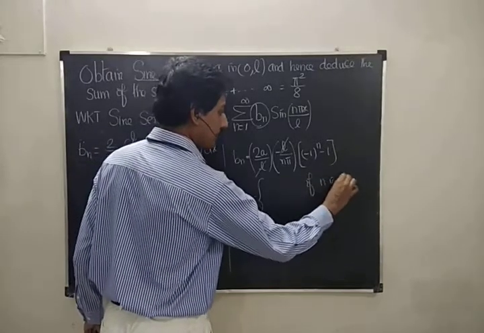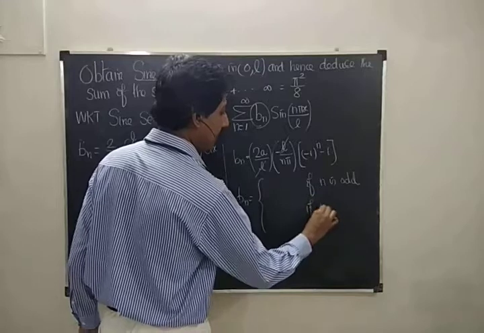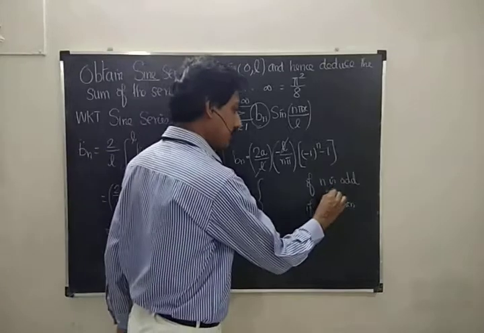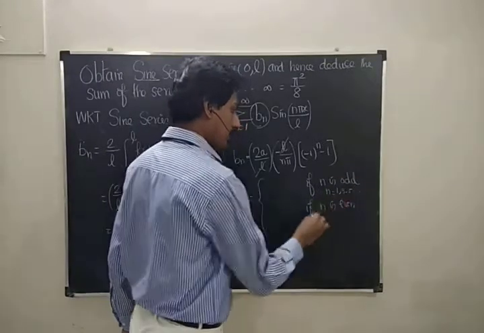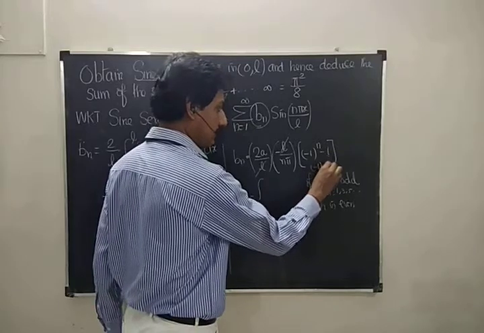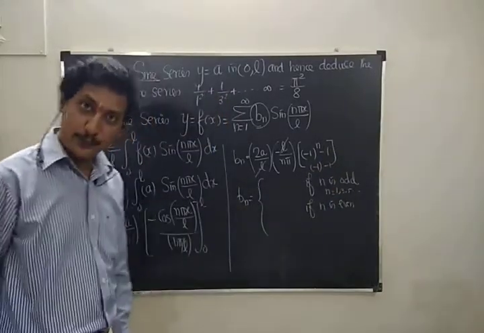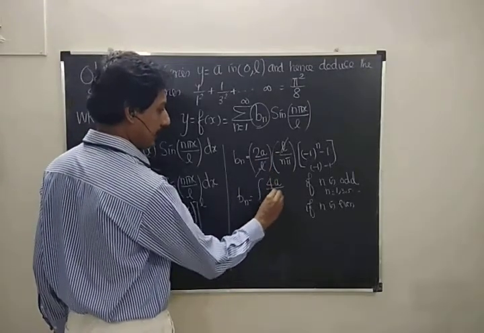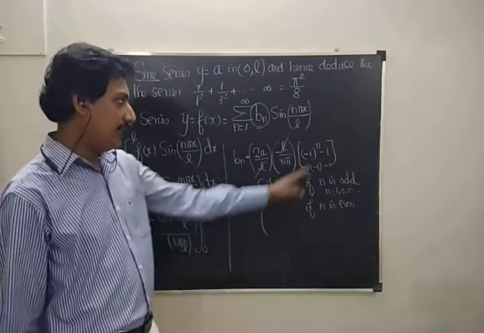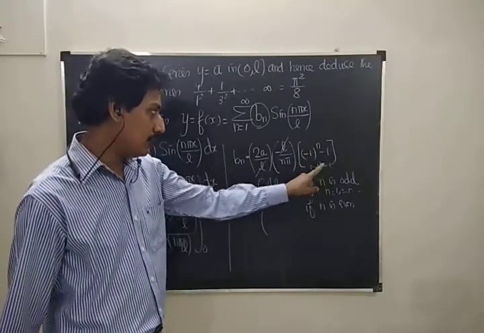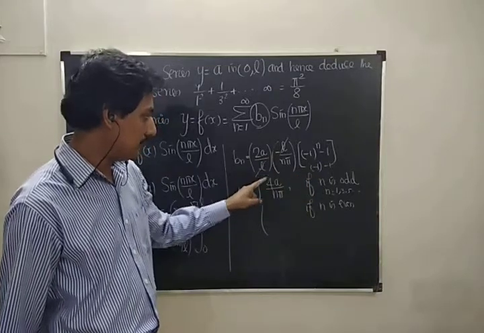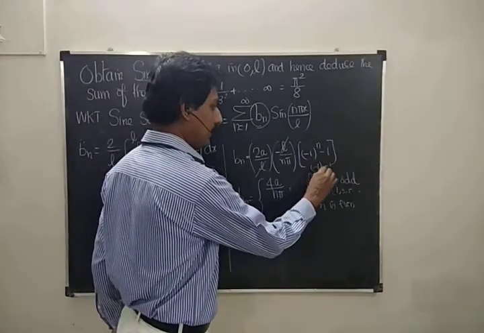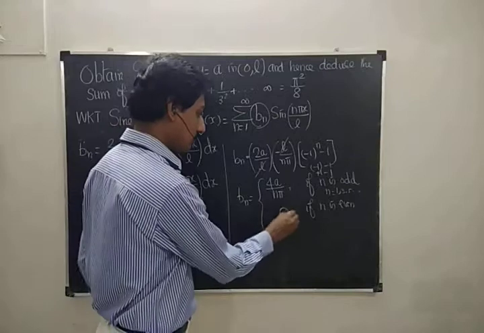So let's check the value if n is odd as well as if n is even. If n is odd, that means n is equal to 1, 3, 5, so what about this value? Minus 1, isn't it? This value is minus 1. Minus 1 minus 1 is minus 2. So minus 2 into minus, plus, so it becomes 4a by n pi. Once I repeat this, when n is odd, minus 1 minus 1 is minus 2, into minus is plus 2, into 2a, 4a by n pi. If n is even, this becomes plus 1. So plus 1 minus 1, 0, so 0.